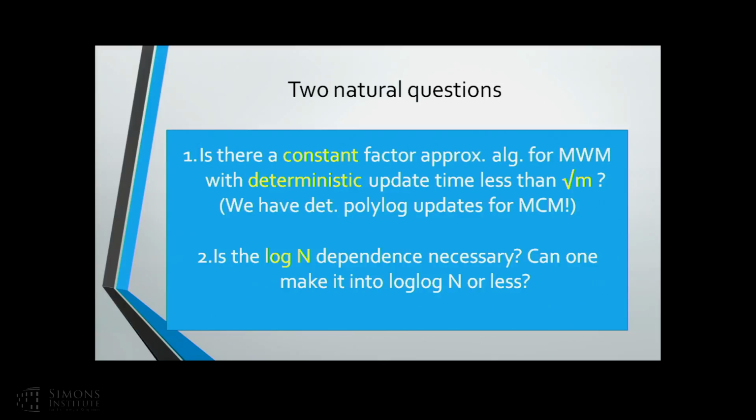And the two natural questions that we asked were: suppose I wanted a constant factor approximation for the maximum weight matching, and I didn't want to use randomization, because randomization for dynamic problems is very restrictive, as it assumes that your adversary does not see your random bits. So I want to get rid of this. Suppose I want a deterministic update time, can I get it less than root n time? We can even do polylog for maximum cardinality matching. We didn't know how to do this for the weighted case.